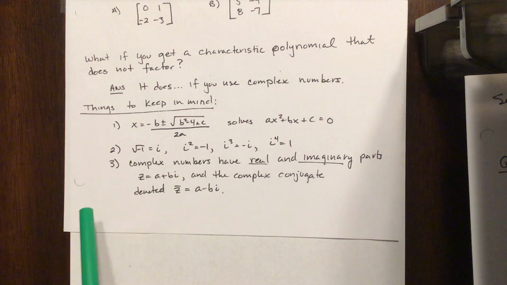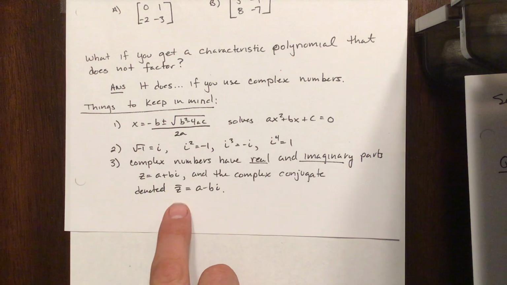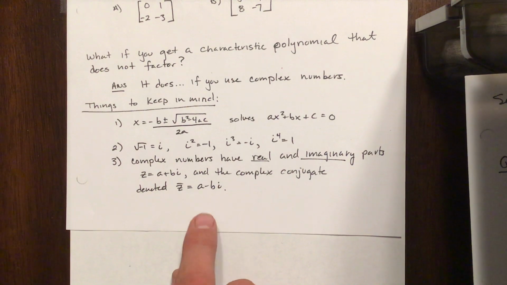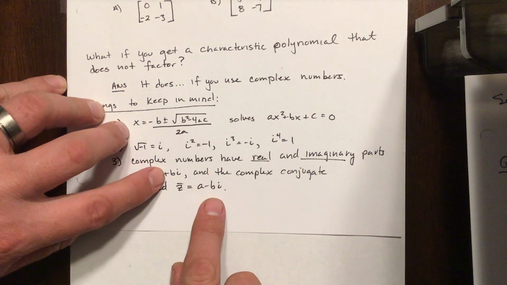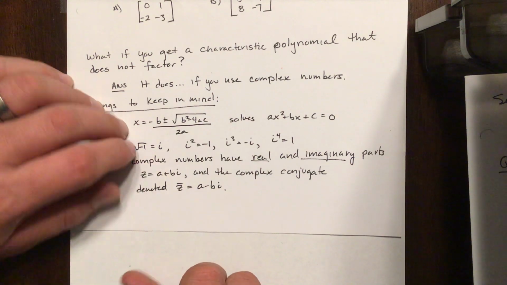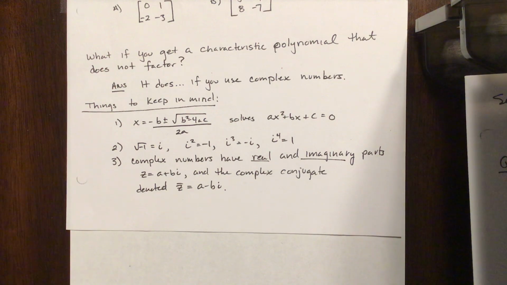Remember, i is the square root of -1, i squared is -1, i to the 4th is 1, and so on. Complex numbers have real and imaginary parts. Okay, z equals a plus bi, and the conjugate of z, denoted z with a line over the top, the complex conjugate, is a minus bi. So the real part remains a, and the imaginary part switches sign. It goes from plus bi to minus bi. Okay. So that will be important in one second.